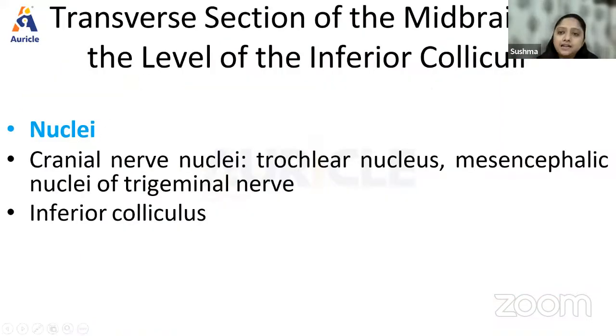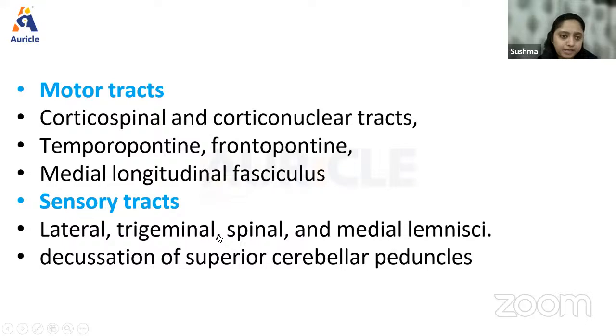Then at the level of the inferior colliculus, what are we going to see? Right now, at the superior colliculus, the third nerve is already over. What is left out? The fourth and the fifth. In the fifth, I only have the mesencephalic nucleus, that is a sensory aspect. Now, the cranial nerve nuclei: the trochlear nucleus and the mesencephalic nucleus of the trigeminal nerve, and the inferior colliculus is present.